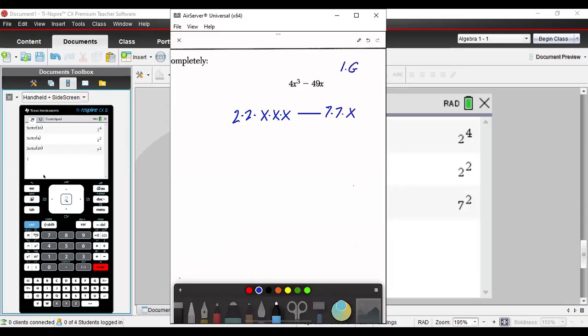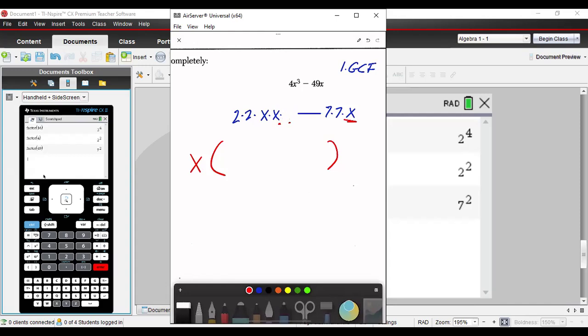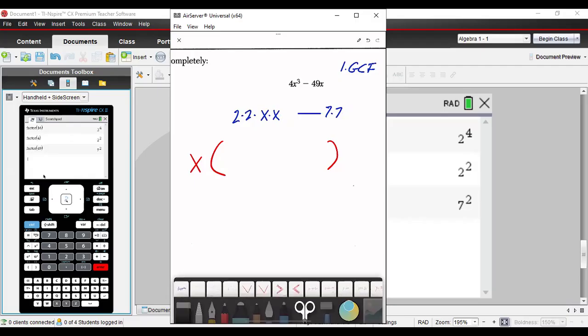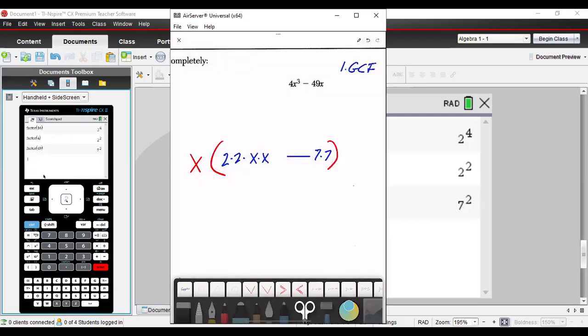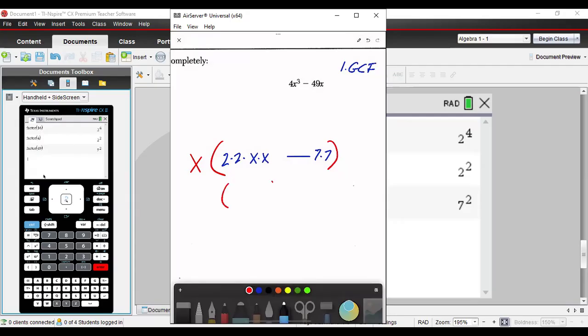Now, we got to check for GCFs. We got an x here, we've got an x here, so we could factor out an x. So now, let's do that. Take away this x right here, take away this x right here, and then whatever we have left goes in the parentheses. Boom, in the parentheses. But what you should see now is that these terms inside the parentheses are perfect squares. There's two twos, there's two x's, there's two sevens. Those are perfect squares. So that means we can further factor this.